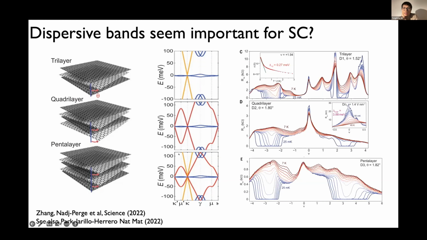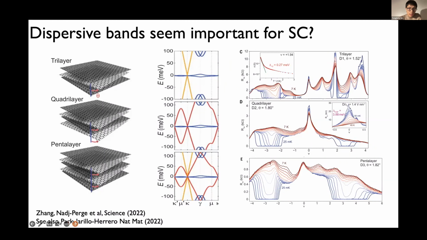The surprising thing is that superconductivity is ubiquitous in all these systems, and you can perhaps even argue that once you go to more layers, or the other way to put it, if you introduce more dispersive bands, you can actually extend the phase space where you can stabilize superconductivity. So this was the second motivation for us, to understand what is the role of dispersive bands in all these twisted multilayer systems. And we chose trilayer graphene because the band structure is much simpler.